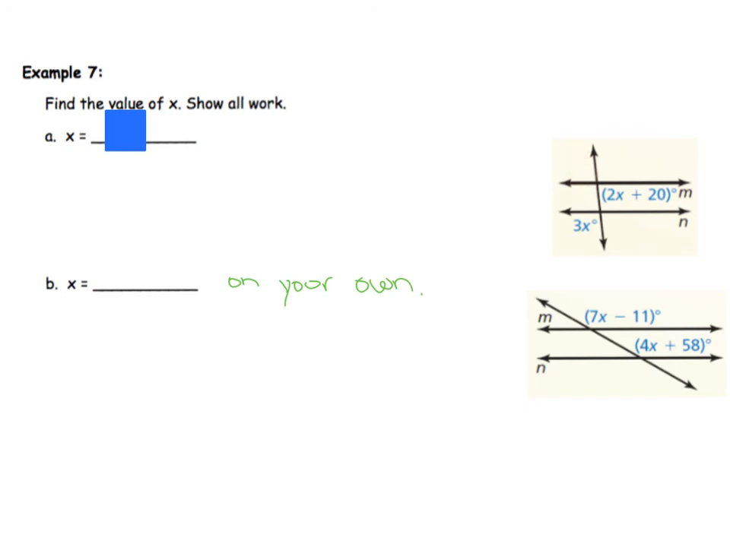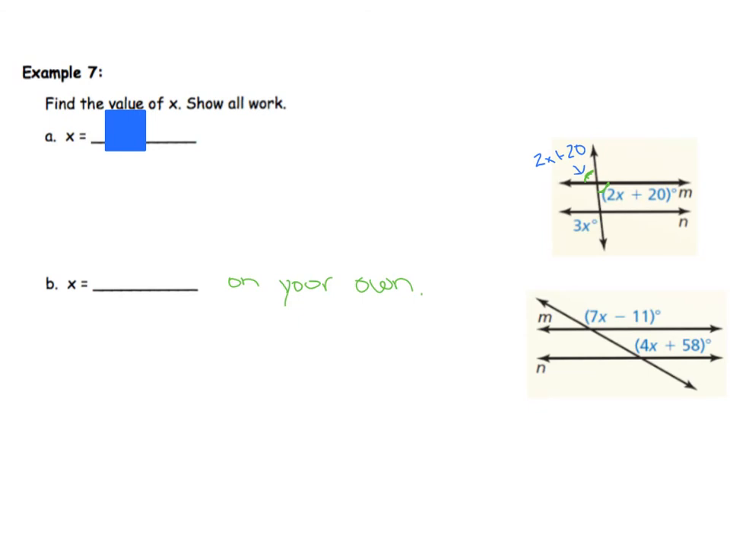All right? Hope you guys are seeing what I'm saying. So the angle where the 2x plus 20 is going to be congruent to this angle here because it's vertical to it. So I'm basically going to rewrite the 2x plus 20 for this angle here. Because if I do that, both of these angles are now on the same side of the transversal, and they're both located on the outside.